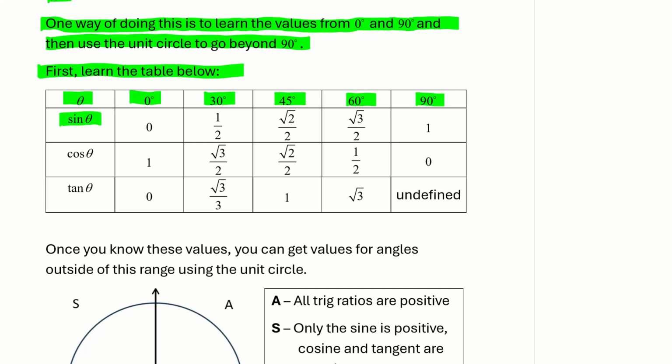And the easiest one to learn first is the sine. And the way to do this is to write down 0, 1, 2, 3, and 4, and then divide them all by 2, and then take the square root.